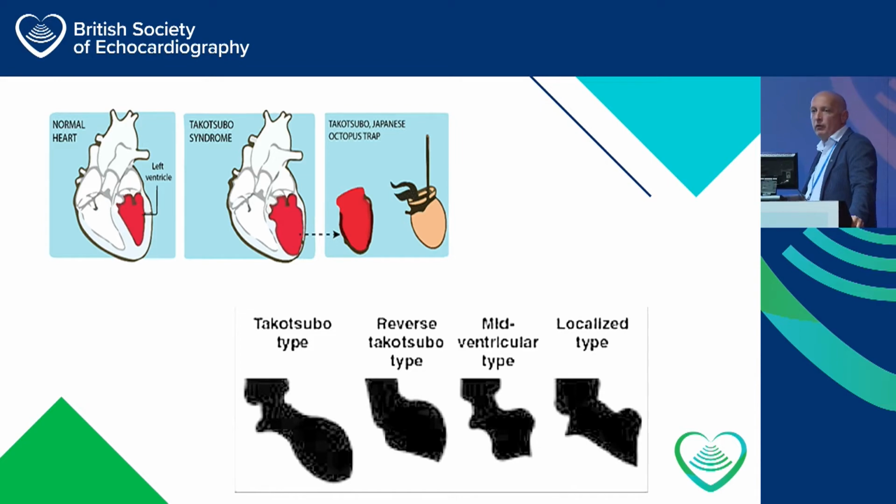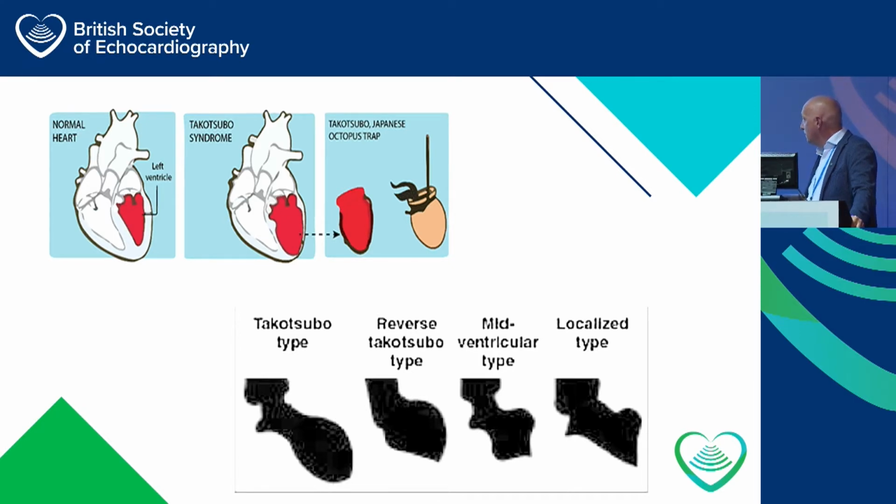But it's being mindful as well that we've all seen, or some of us have seen, the different types. So this is the typical Takotsubo where you get basal preservation with mid to apical ballooning. You can get the inverse of that or the reverse of that, where you get basal ballooning with normal mid to apical contraction.